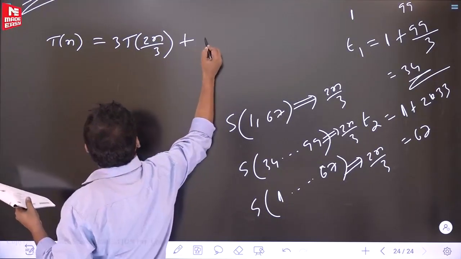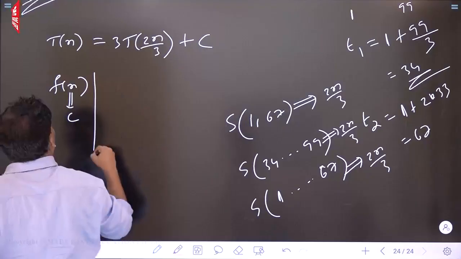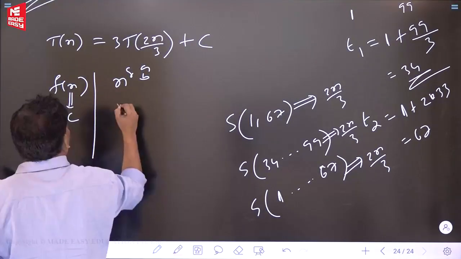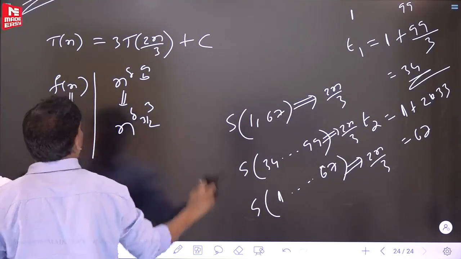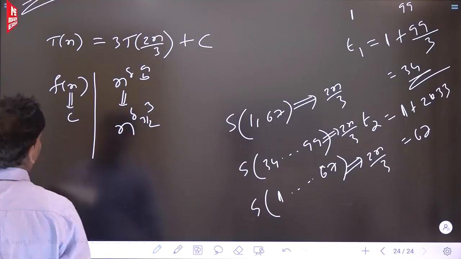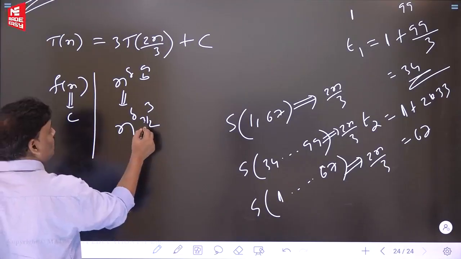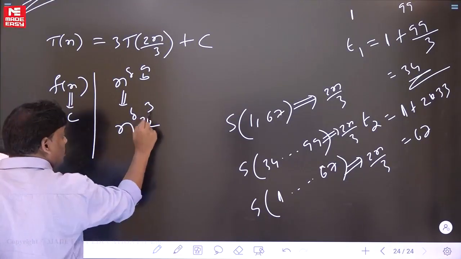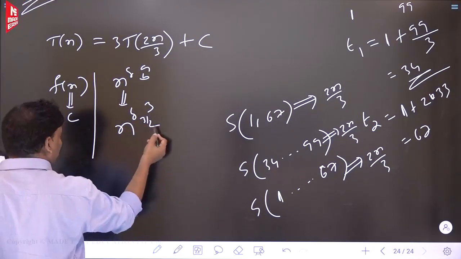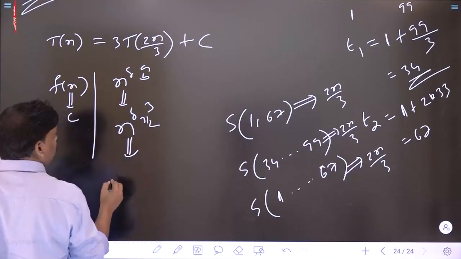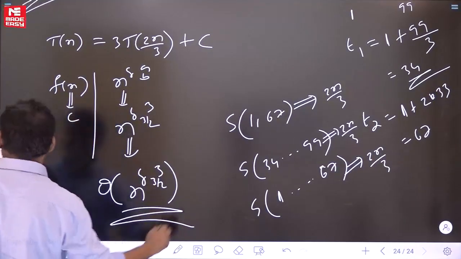Plus, after the function calls, nothing is there, constant. If you apply the master theorem, f(n) is equal to constant here. Next one, n power log a base b, which goes to n power log 3 base 3 by 2, since 2n by 3 is nothing but n by 3 by 2. Log 3 base 3 by 2, 3 by 2 means 1.5, so it is polynomial, and n power log 3 base 3 by 2 is larger than the constant. So the answer for this problem is going to be Theta of n power log 3 base 3 by 2. Whatever it is, just calculate, you will get the answer.